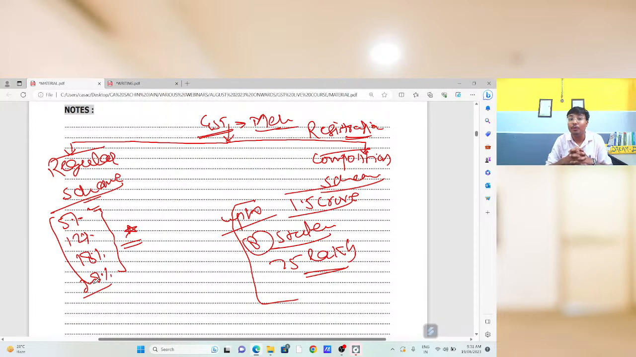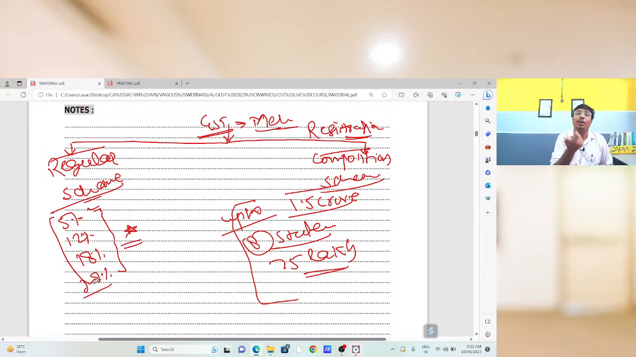What do you mean by input tax credit? When I make a supply, for making that supply I need to take certain inputs, I need to buy certain products for the manufacturing process. And if I am a trader, for trading purposes I need to buy that particular product from someone else. When I buy those products, certain input tax credit is also available.